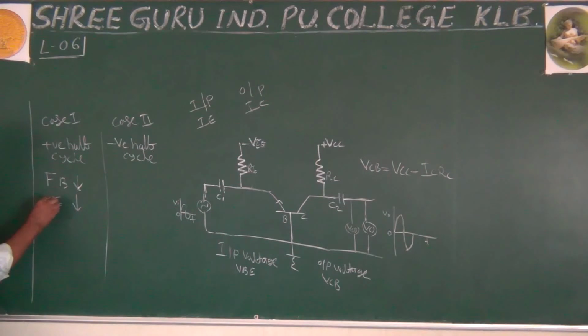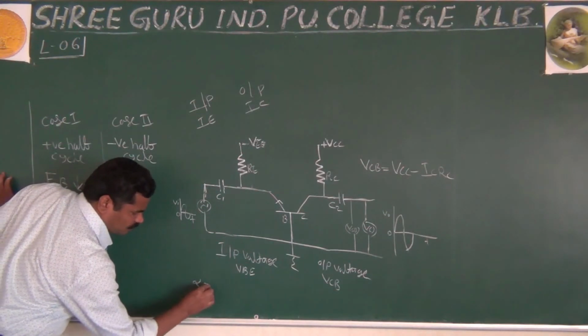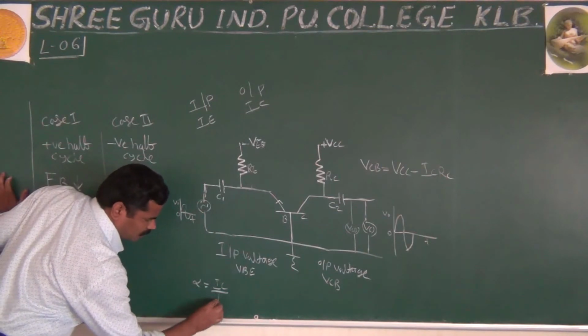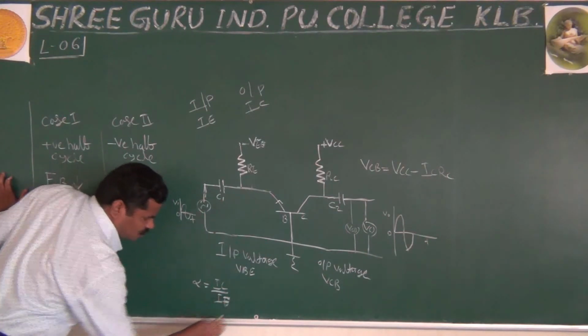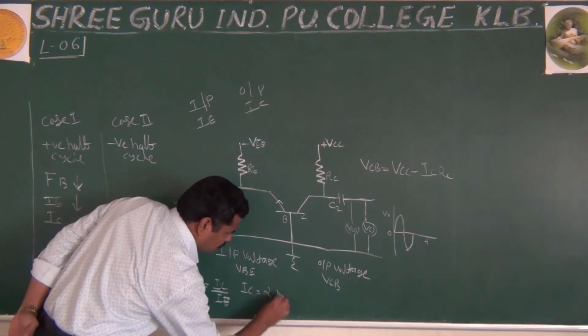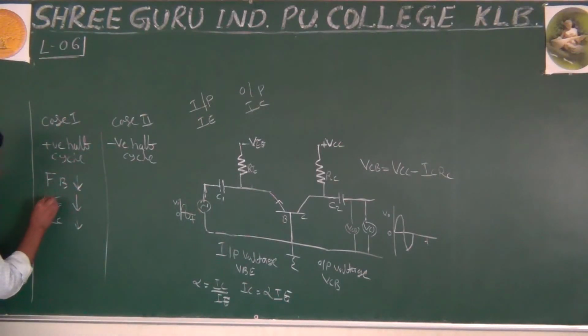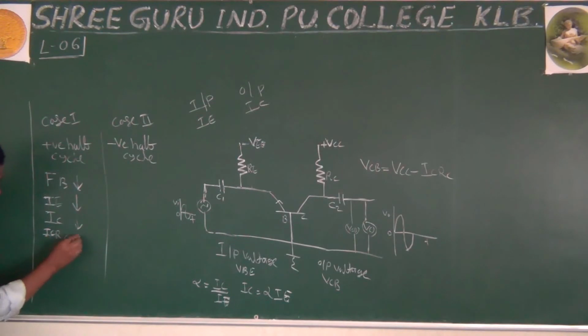And as we know, if the IE decreases, then the IC also decreases, because according to the equation, alpha equals IC by IE, or you can write IC equals alpha into IE. Because IE decreases, IC also decreases, and if the IC decreases, IC into RC also decreases.